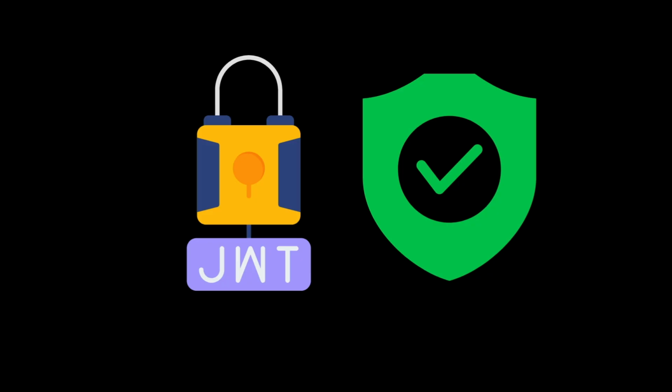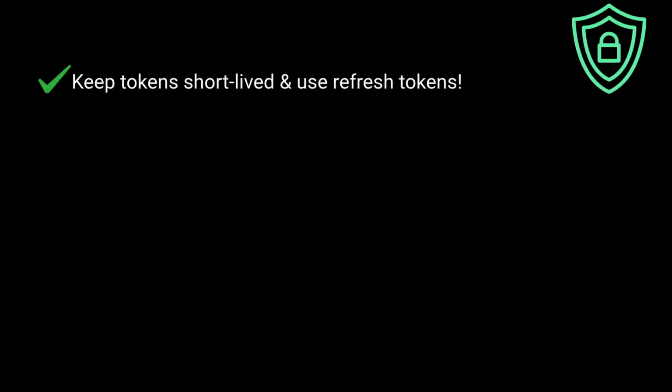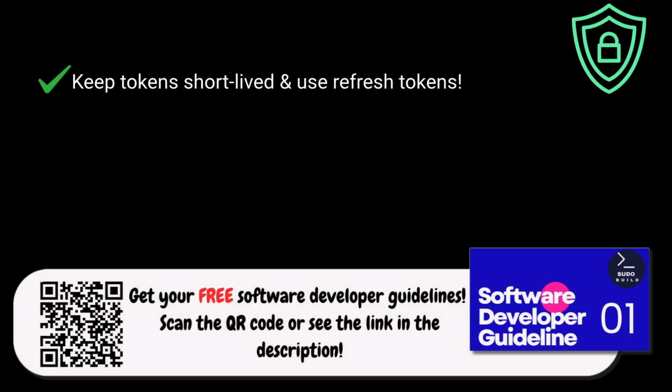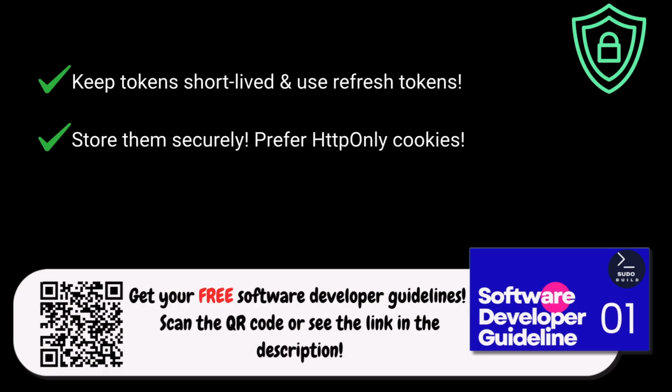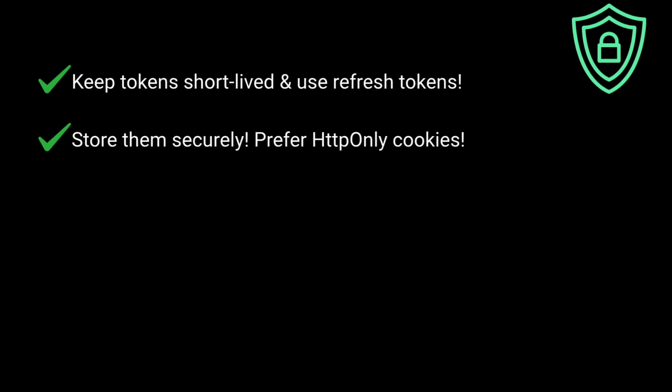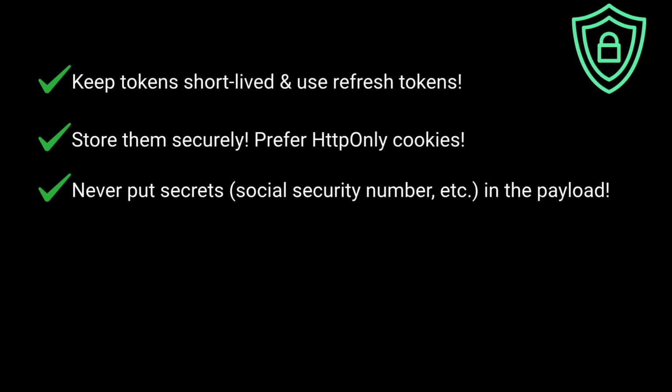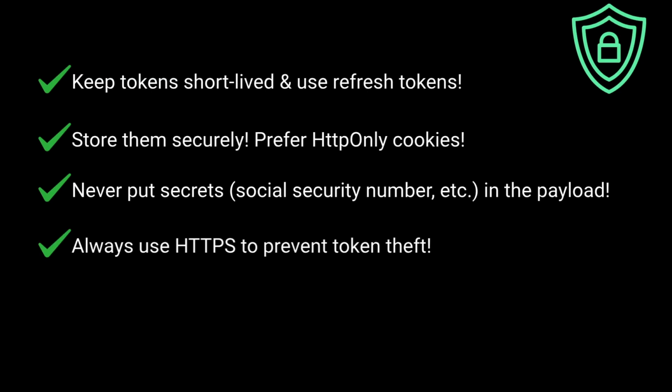So how do you use JWTs safely? Keep tokens short-lived and use refresh tokens for re-authentication. Store them securely, preferably in HTTP-only cookies instead of local storage. Never put secrets or sensitive info in the payload. And always use HTTPS to prevent token theft.